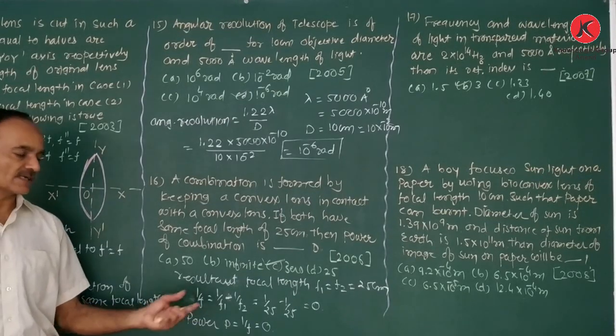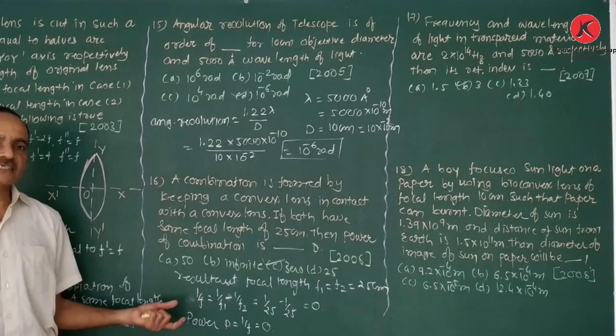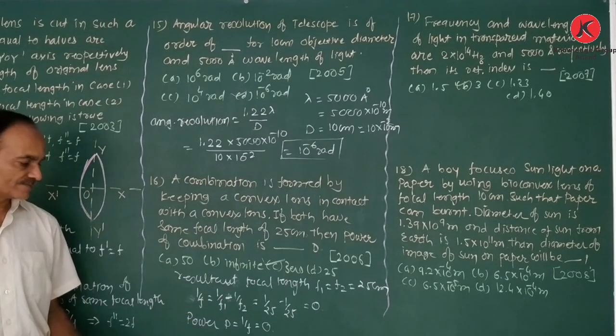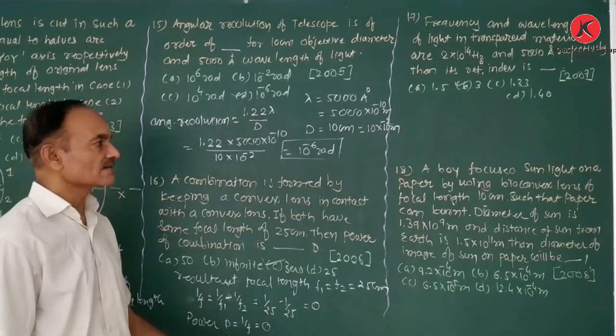Directly apply the equation of the resultant focal length. Resultant focal length is in reciprocal form, that gives the power. P is equal to 1 upon f is equal to 0.